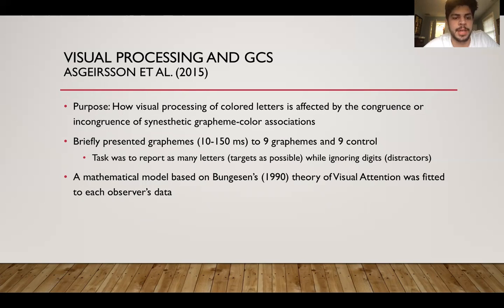Congruence means, is that association the same association they would typically make due to their synesthesia? The way they tested this was they presented graphemes for 10 to 150 milliseconds to 9 grapheme color synesthetes and 9 controls, and then they had to report those back. They used a mathematical model to evaluate this, Bundesen's 1990 theory of visual attention, which was fitted to each curve, and they combined variables to be able to compare them.